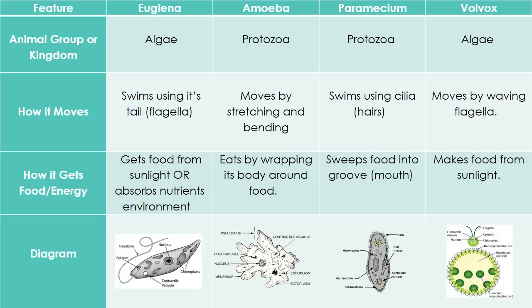The volvox also has flagella, although volvox grow in different stages. And so depending on what stage you were looking at in your slide, you may or may not have seen flagella. The paramecium, however, you would have been able to see the little tiny cilia if you had it at a high magnification. And the amoeba was very clear in your slide, even at a low magnification.